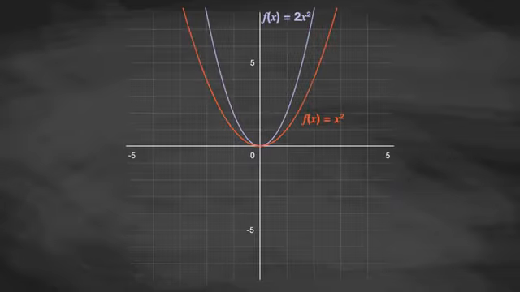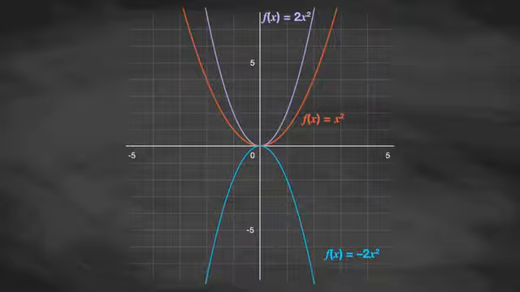When a quadratic expression has a negative coefficient, that has an additional effect on the graph. The negative coefficient will reflect the entire graph over the x-axis. The red graph is of f of x equals x squared, the parent function. The purple graph is of f of x equals 2x squared. Changing the coefficient to a negative 2 would cause the purple graph to reflect over the x-axis. This final graph is represented in blue.